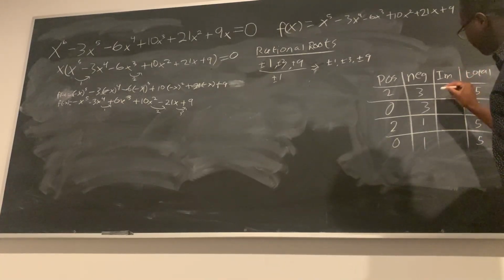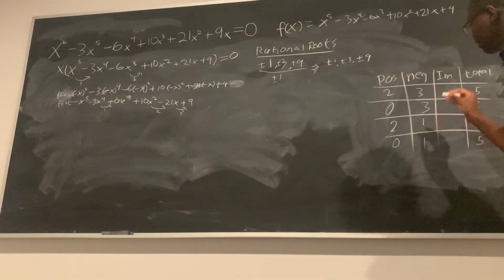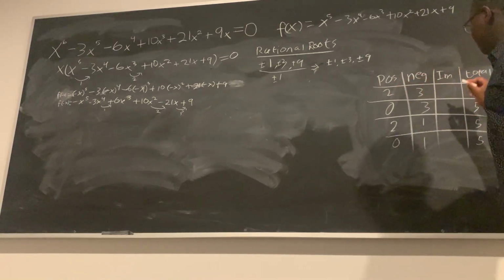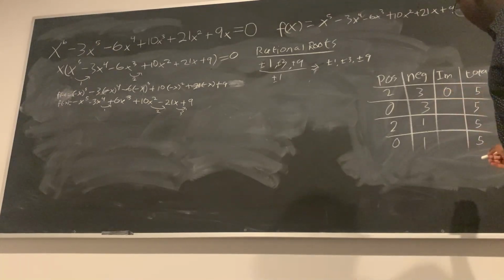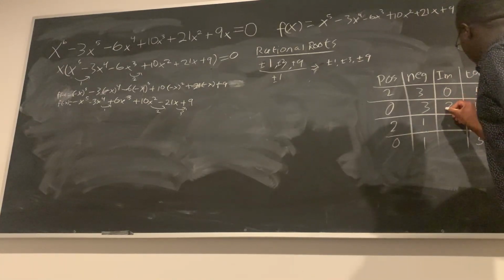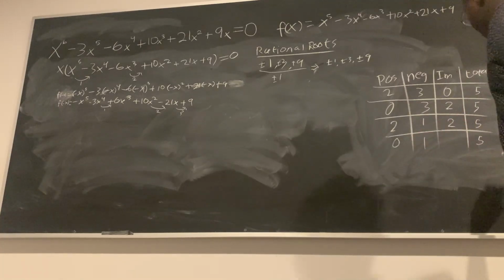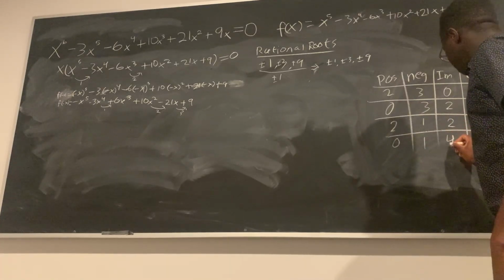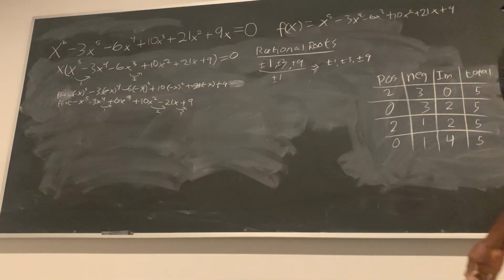So what this tells us is all these numbers have to add up to 5, right? So 2 plus 3, that's already 5. What plus whatever is 5? 5 plus what is 5? 0. 0 plus 3, that's 3. 3 plus what is 5? 2. 2 plus 1 is 3. 3 plus what is 5? 2. And then 0 plus 1 is 1. 1 plus what is 5? 4. So what that tells us is that these are possible imaginary roots.